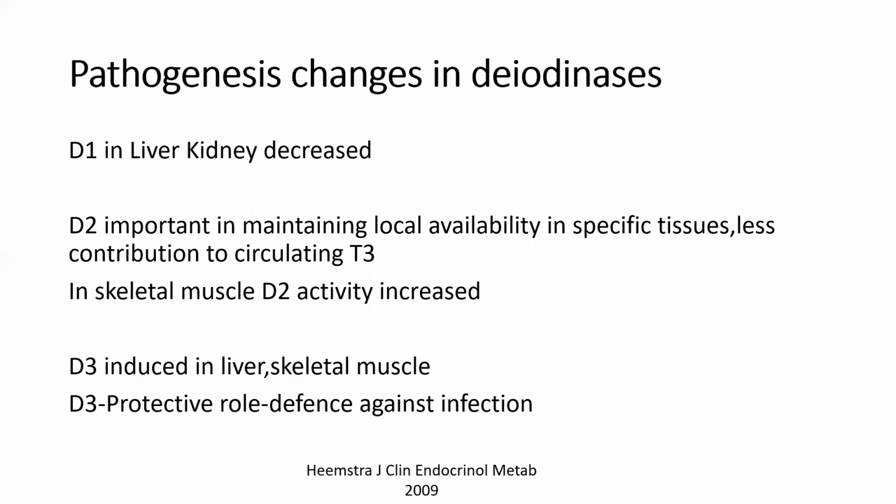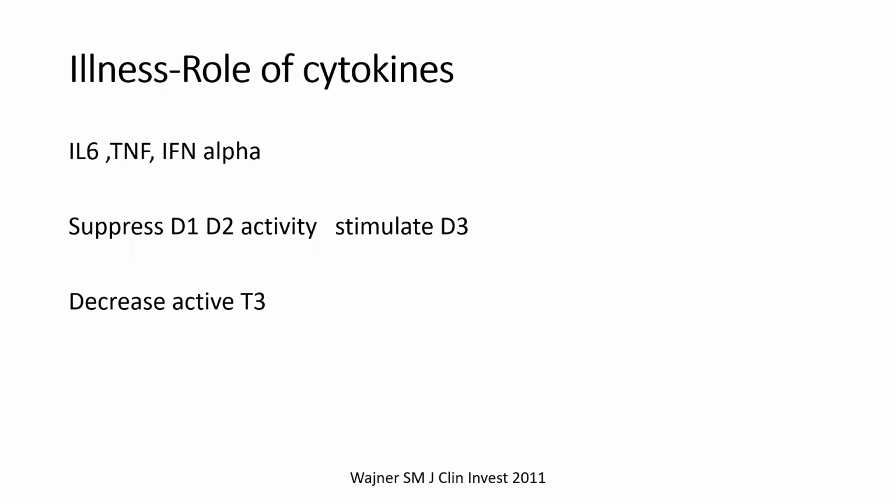Same thing explained with the condition. It can be affected due to infection, illness, and cytokines. This deiodinase mechanism is affected due to these conditions. Cytokines like IL-6, TNF-alpha, and interferon alpha will suppress D1 activity in the periphery, so the active T3 formation is reduced in the periphery. These cytokines will stimulate D3 also, so the reverse T3 is increased. So the non-thyroidal illness thyroid pattern will be seen, like low T3 with increased reverse T3.